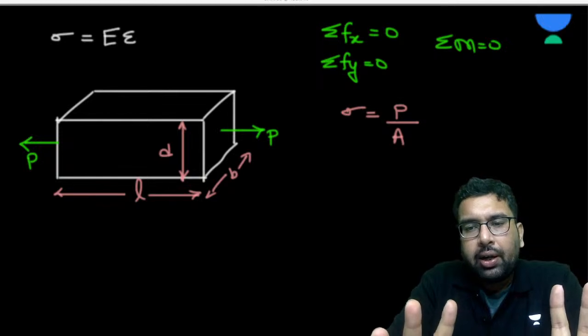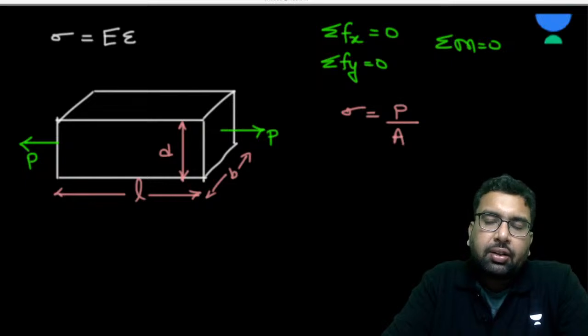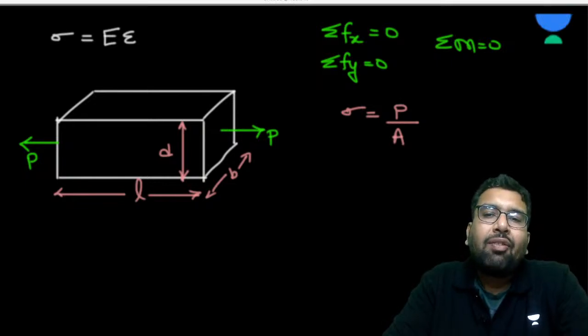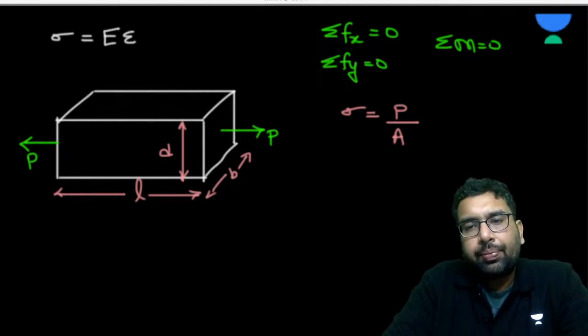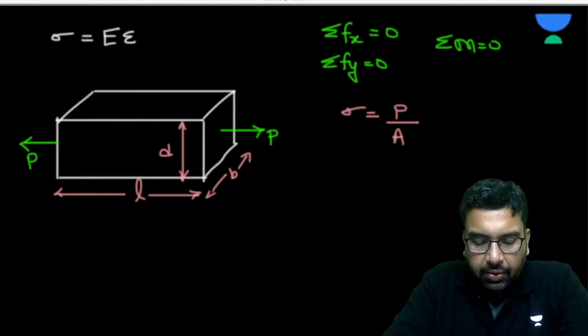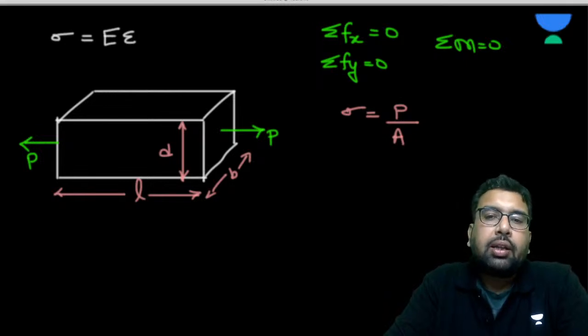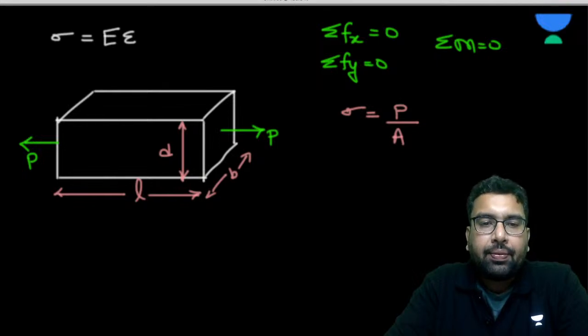That's all. The reason for it, I told you in the last session, is that when an external force is applied on a body, every point on the body tries resisting that external force. Due to which a term comes up that we call the stress, the internal resisting force per unit area. So the stress is going to be P upon A, the external force upon area.